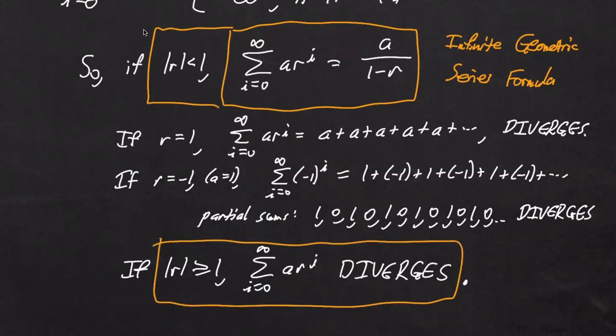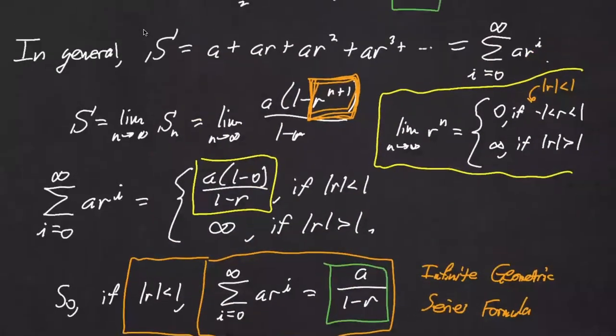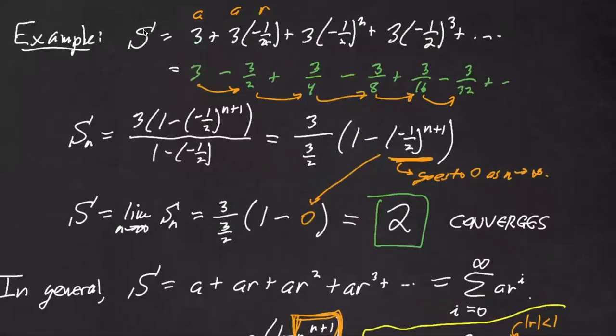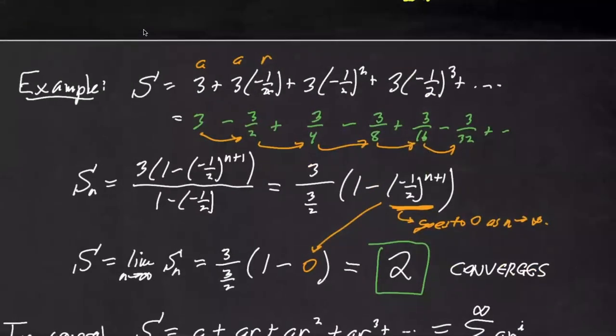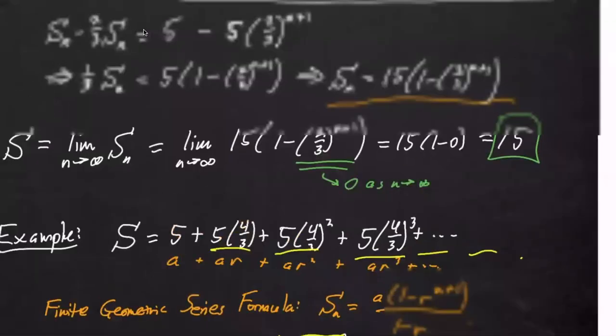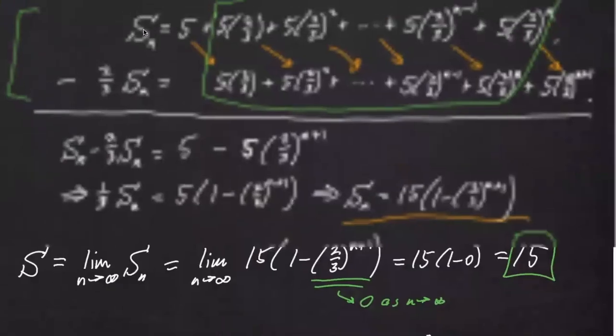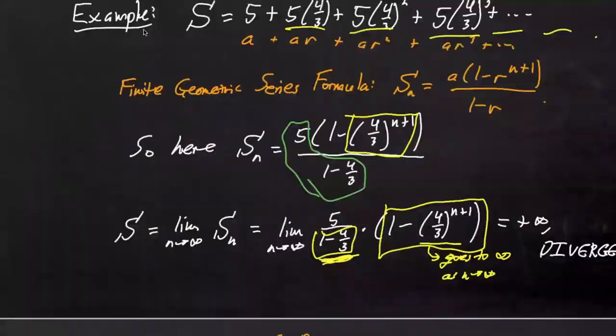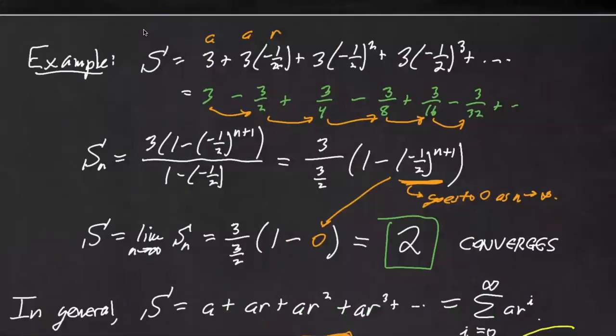By the way, it's also worth checking this. First off, it's good to get this formula, a over 1 minus r, in your head, and you can check it against the examples above to see that it actually gives you the right answers. You'll get 15 out of this example. You'll get 2 out of this example. And yeah, that's it.